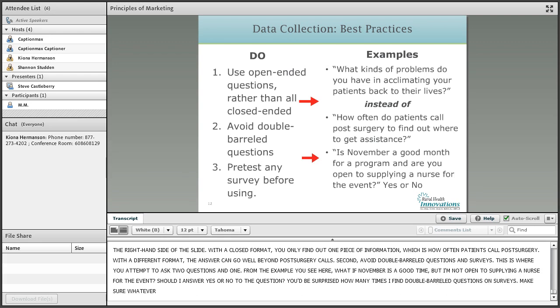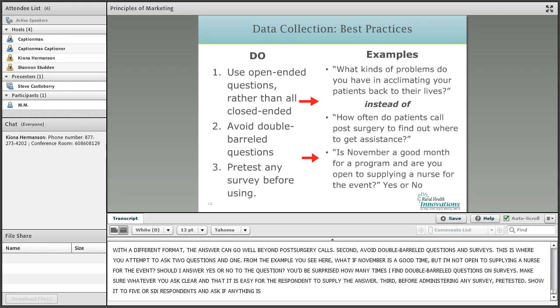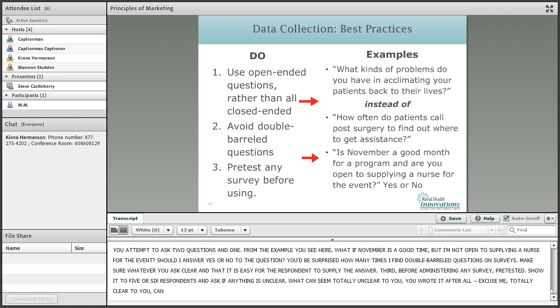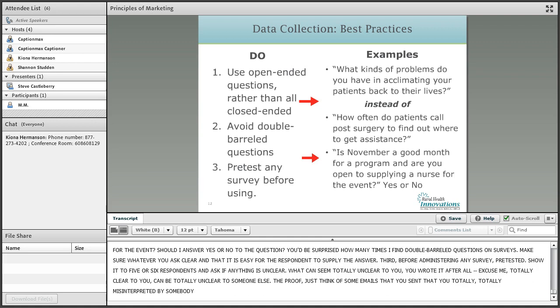Second, avoid double-barrel questions in surveys. This is where you attempt to ask two questions in one. From the example you see here, what if November is a good time, but I'm not open to supplying a nurse for the event? Should I answer yes or no to the question? You'd be surprised how many times I find double-barrel questions on surveys. Make sure whatever you ask is clear and that it is easy for the respondent to supply an answer.